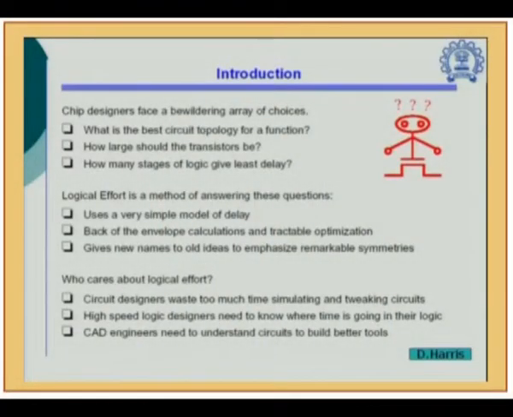This is a very interesting figure which I picked up from Harris, his talk. Chip designers face a bewildering array of choices, which partly I said something of. What is the best circuit topology for a function? How large should the transistors be? W by L should be how much? And then, how many stages of logic will give the least delay? These are bewildering in the sense that when you start designing, these should bug you before you actually start designing.